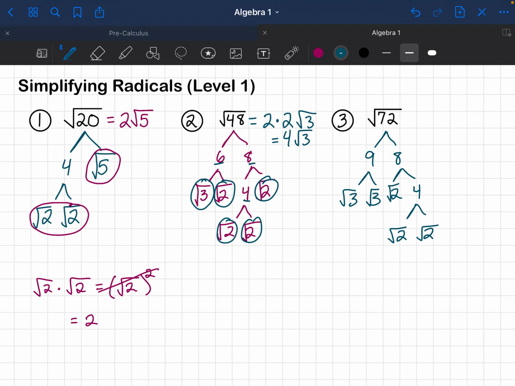So then we look for our pairs. I got a pair of 3's. So we got 3. I've got a pair of 2's, so multiplied by 2. And then our leftovers here is this square root of 2. Now I'm not going to lump this in with these ones because it doesn't have its own personal pair. So we leave that as the leftovers, square root of 2. So final answer would be 6 square root of 2.